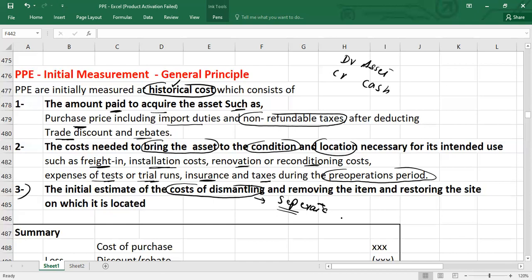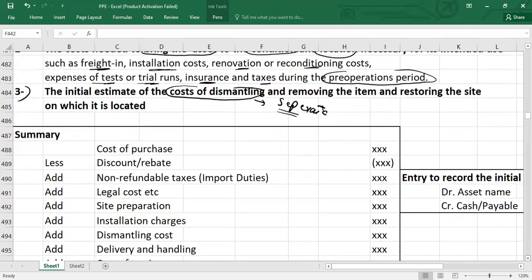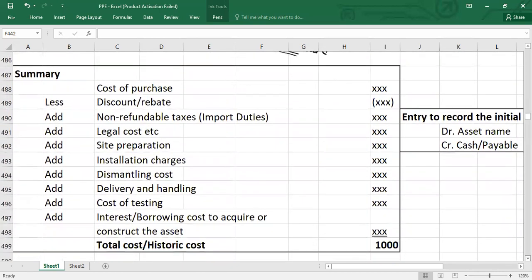So we will cover that in a separate topic. Here we have a summary of what we learned till now. What will be part of the historic cost? Historic cost will include the cost of purchase, less discount or rebate.